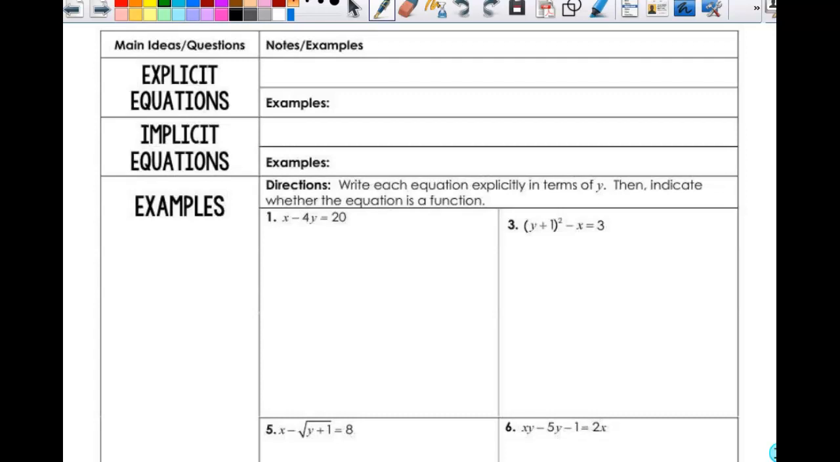All right. So we have explicit and implicit equations. Explicit equations are equations that are solved for a specific variable. So for instance, like y equals 3x squared plus 7. There's one example.